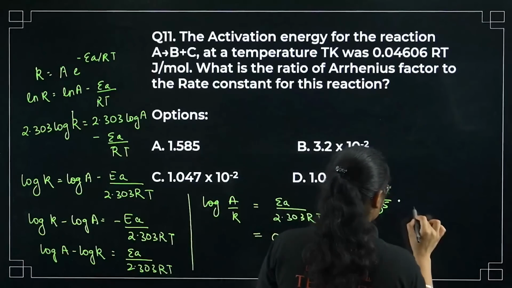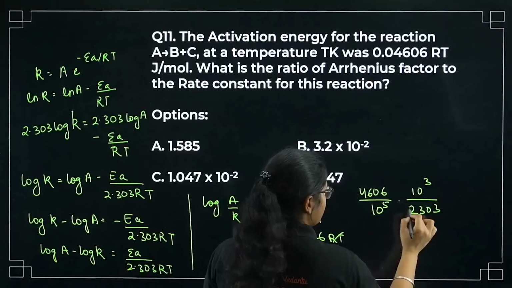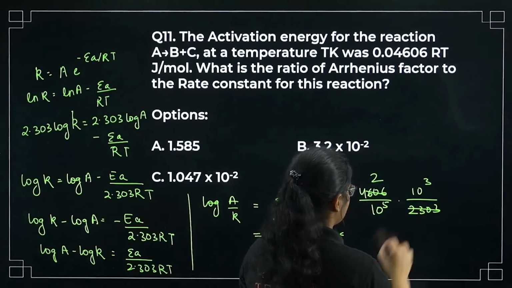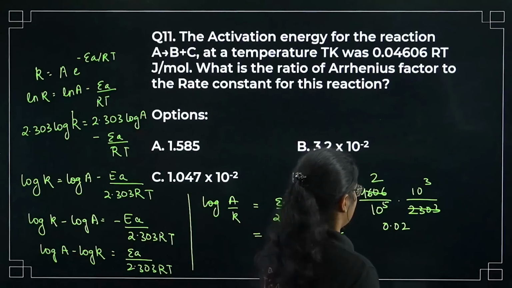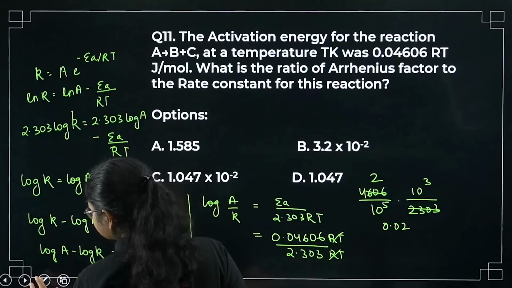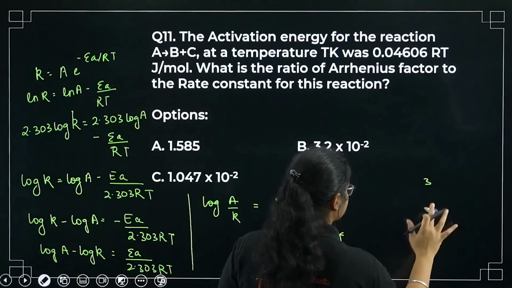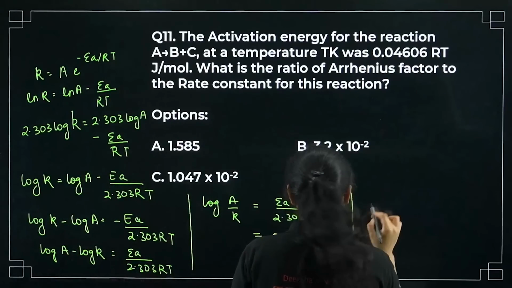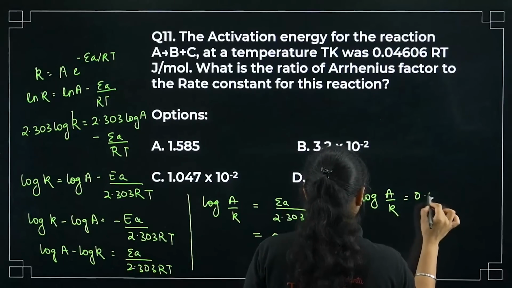And for 2303, I'll get 10 to the power of 3. So this one will be 2 here, and I will get 2 into 10 to the power of minus 2, or 0.02. Right, 0.02, I will get this value. So I'll just write down the value directly. Yes, so I will get the value 0.02. So log A by K is equal to 0.02.